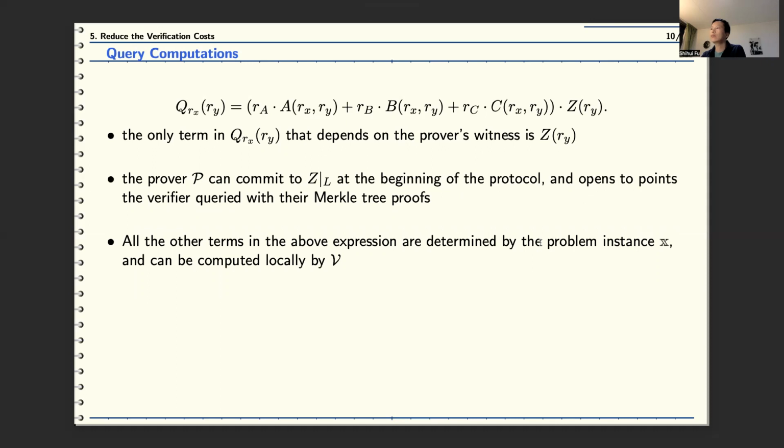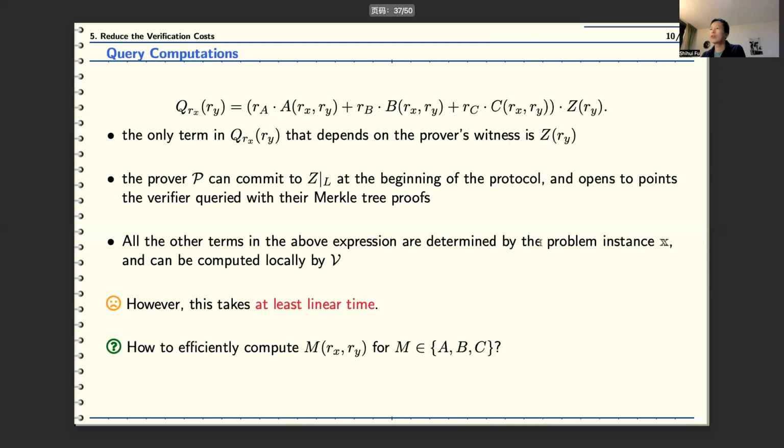All the other items in the above expression are determined by the instance X and can be computed locally by V. However, this takes at least linear time. We cannot afford that, because in practice the verifier usually has very limited computing power and cannot afford the linear time complexity. How to efficiently compute M(Rx, Ry) for each matrix? This is our main contribution in this paper.